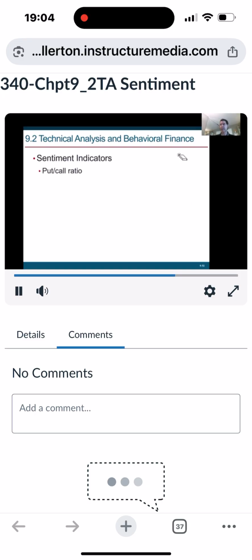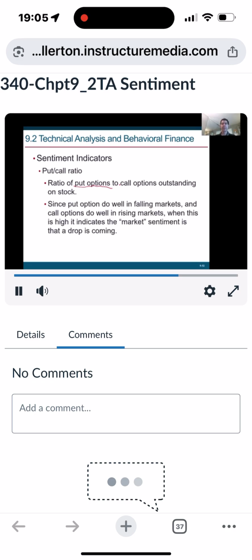Okay, let's look here at our last sentiment indicator. This is the put-call ratio. Now, we haven't talked about options yet here, but I will give you the bare minimum to understand the put-call ratio. And what is this? It's the ratio of put options to call options outstanding on a stock. Again, we don't know puts and calls, but here's the basic idea behind it.